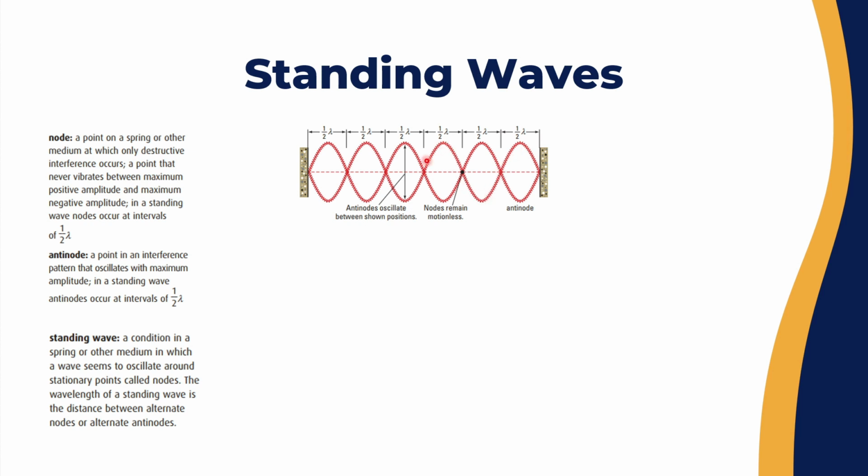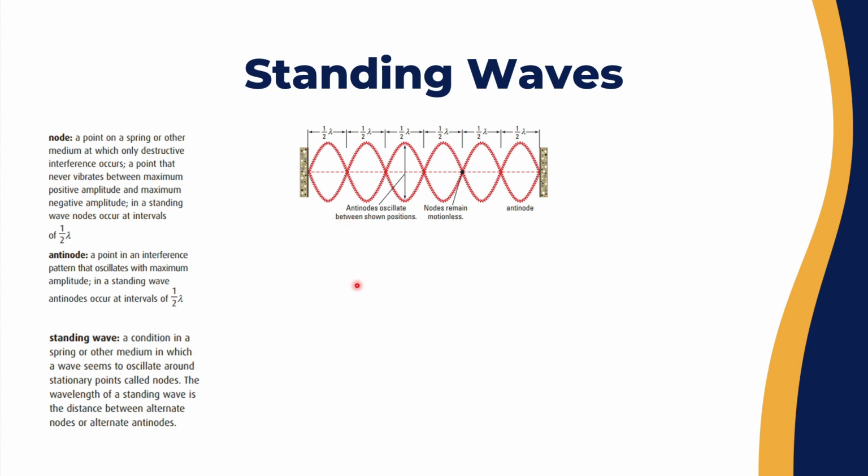So we can define the node as the point on a spring or other medium at which only destructive interference occurs, a point that never vibrates between maximum positive amplitude and maximum negative amplitude. And the standing wave nodes occur at an interval of 1 over 2 of the wavelength, or 1/2 lambda.